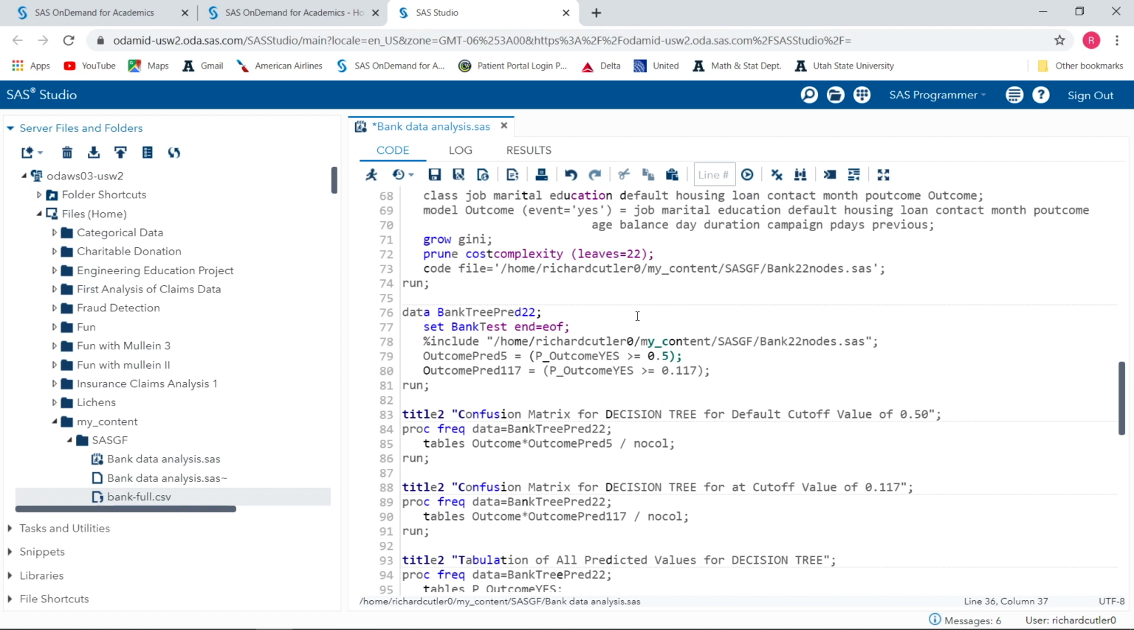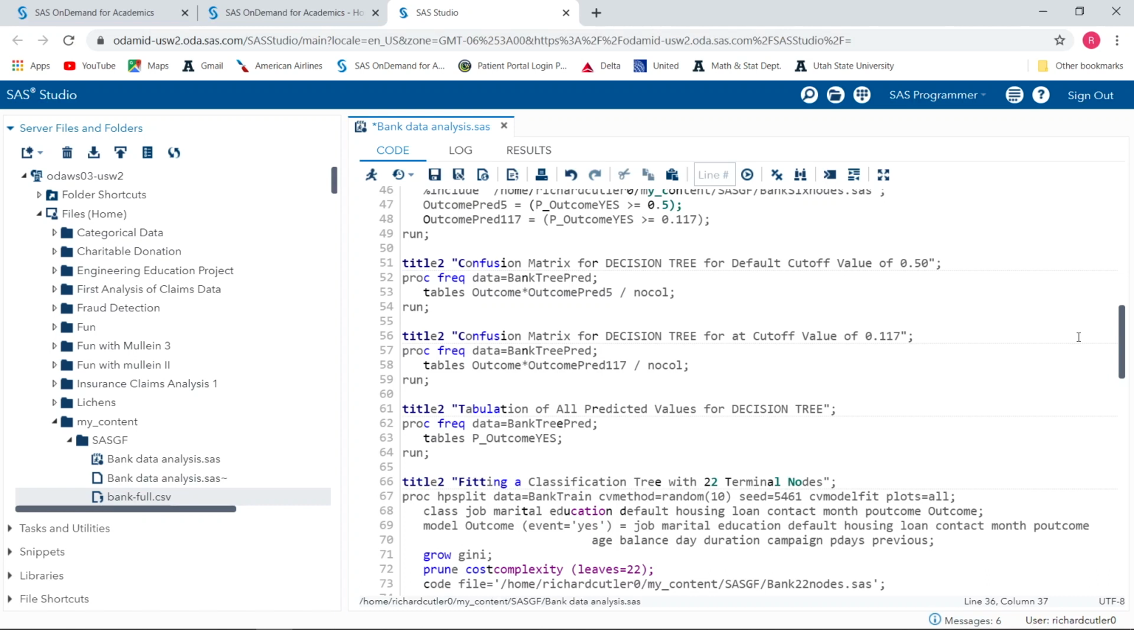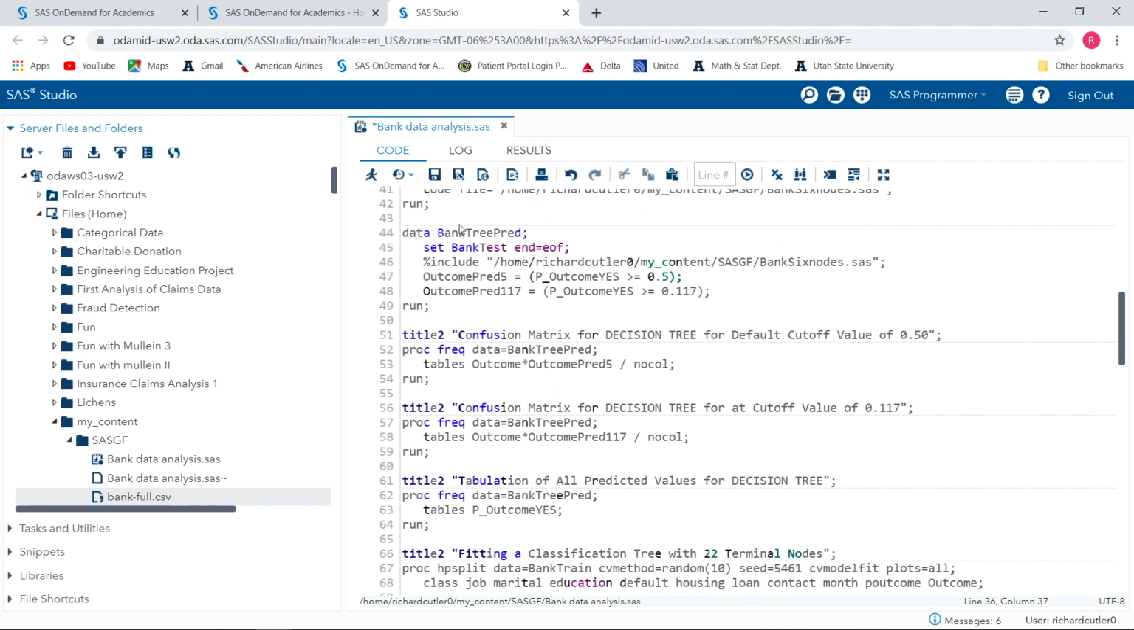And I've chosen to do it in two ways. Firstly, I'm going to use a 0.5 cutoff, the traditional cutoff, for the probability of the outcome being yes. And then I'm going to use a smaller cutoff. So this is a value of something like 0.117, which is the number that we saw earlier as being the proportion of the data set for which the outcome is equal to yes. And then once I've given those, I'm going to construct the confusion matrices on the test data. So, okay, let's run this piece of code.